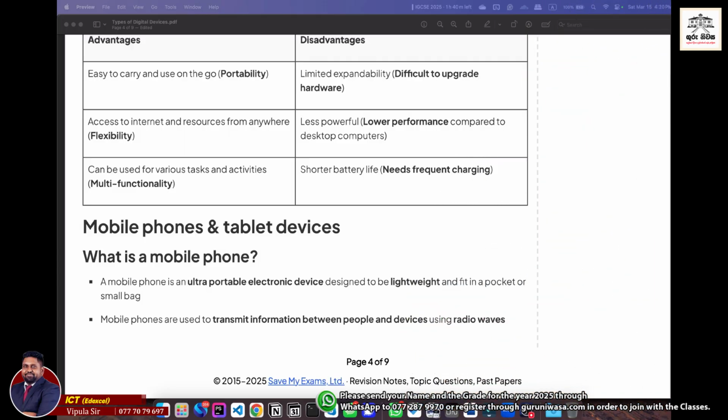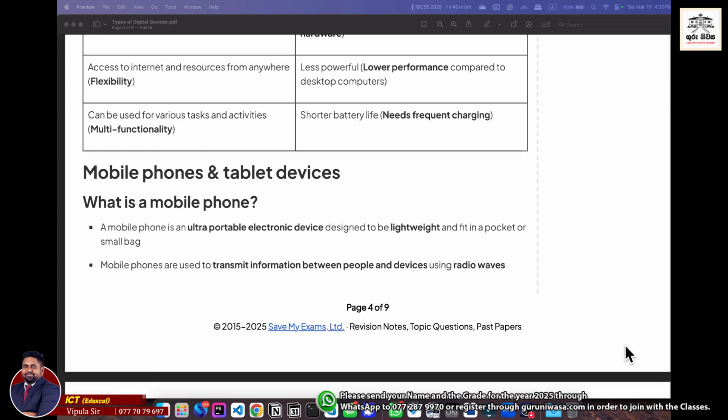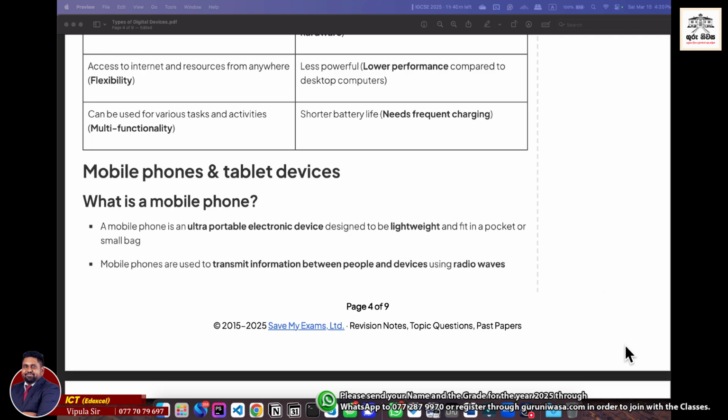Okay, so mobile phones and tablet devices. So starting from this point, it's a pretty straightforward set of items. A mobile phone is basically an ultra portable electronic device.